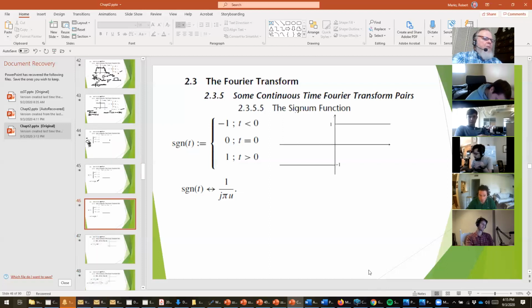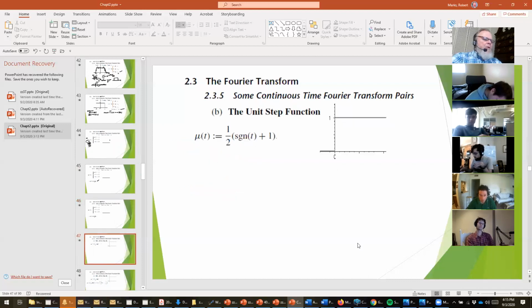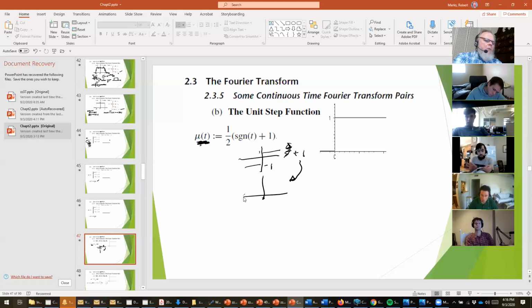We've used this before, but now we're going to use the unit step. We're going to do the unit step in terms of the signal. Think about this. If you take the signal which looks like this, and you add 1, what happens if you add 1? You get this result, right? This is the signum function plus 1.